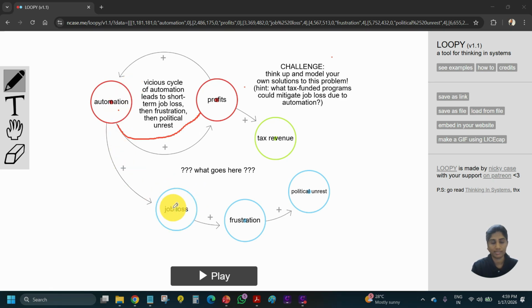Job loss also increases, which increases the frustration, and that increases the political unrest. On the other hand, when the profit increases, the tax revenue of the government also increases. So this is one type of how things are related to each other. Every action has an impact, so everything is related to each other. That is what I wanted to convey. I will share this link in the chat. You can also take a look at it.